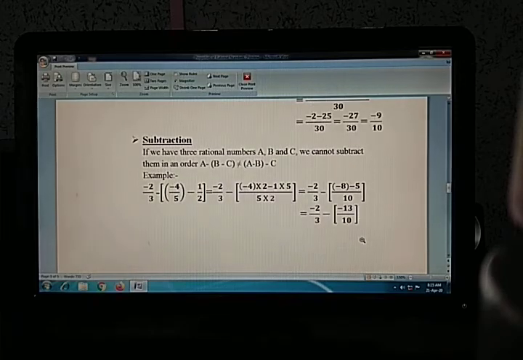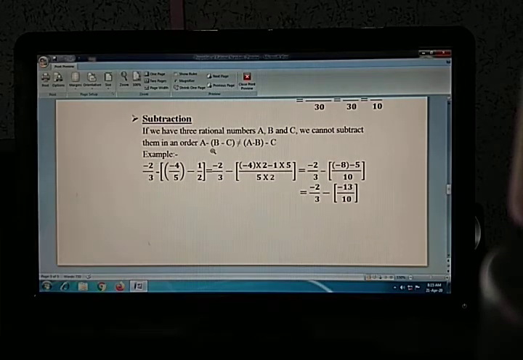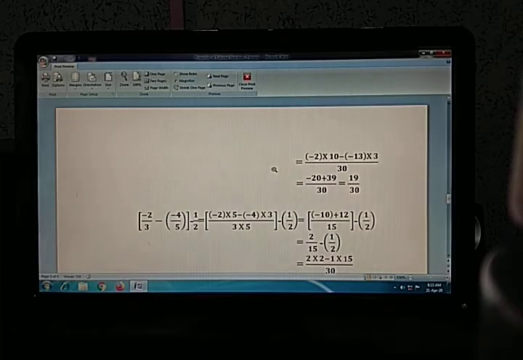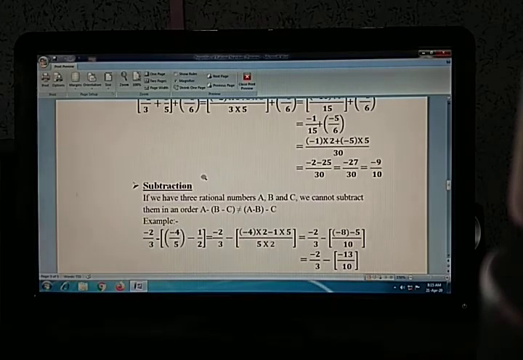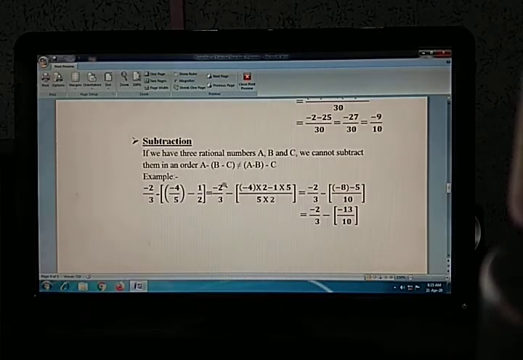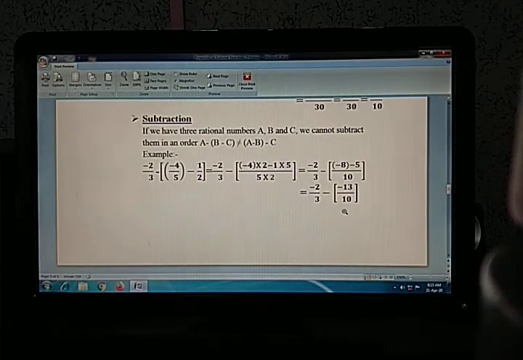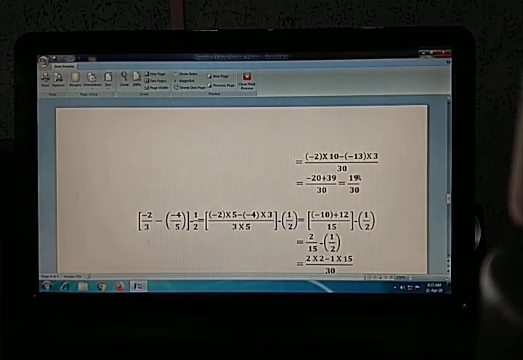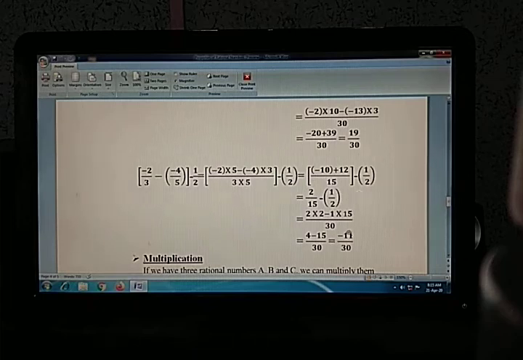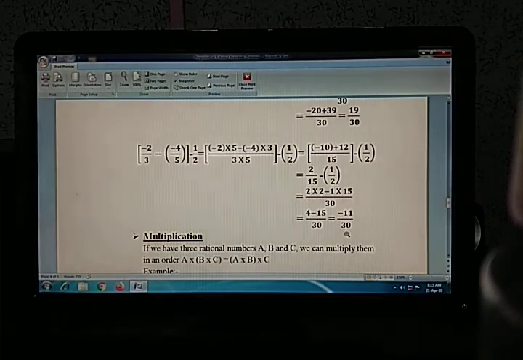Now in case of subtraction, no, it does not hold. Let us see how it does not hold. Here a inside bracket b minus c is not equal to a minus b inside bracket minus c. So I have taken a different example, but you can see the process is the same. Inside the bracket, first we have simplified that, and then we have simplified what is remaining outside the bracket. So here we got 19 by 30, and in the other case we got minus 11 by 30. So here clearly the subtraction operation does not hold the associative property of rational numbers.